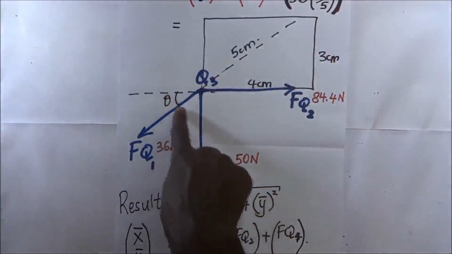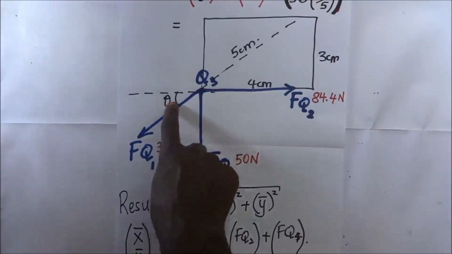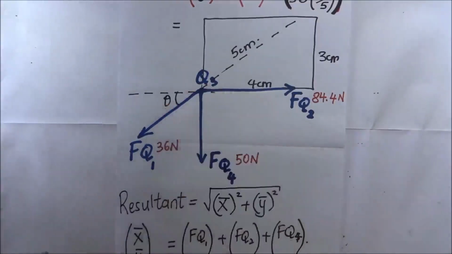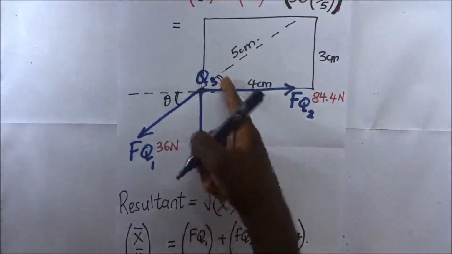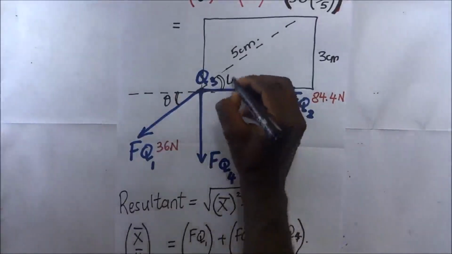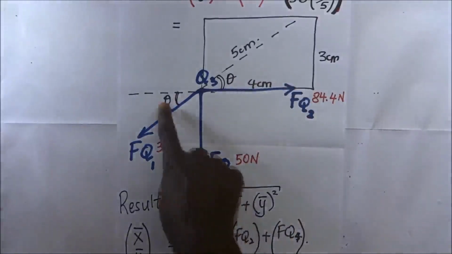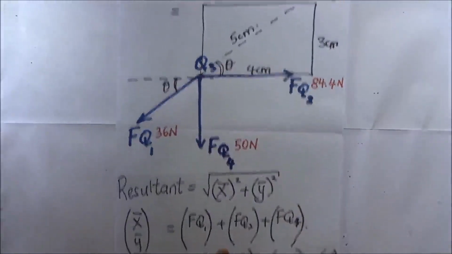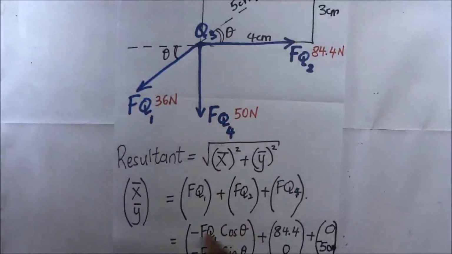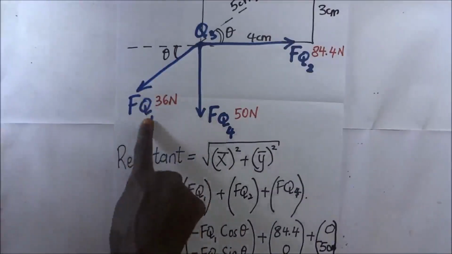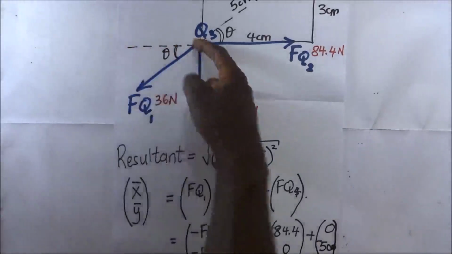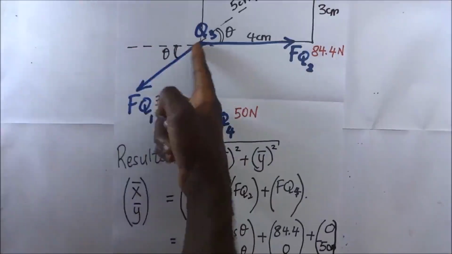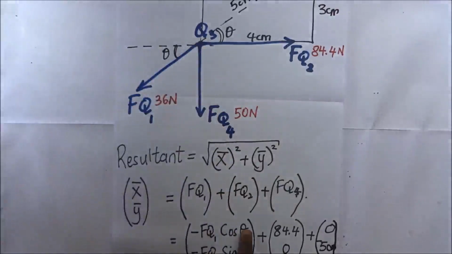Now this is our angle of inclination, theta, and if you look at this theta, this angle is equivalent to that angle. Those are vertically opposite angles, so this angle is also the same as that. This theta is the same as that. So as we are resolving this FQ in the x direction, it is FQ1 cosine of theta, because we are resolving along that. And it is negative because it's on the negative side.